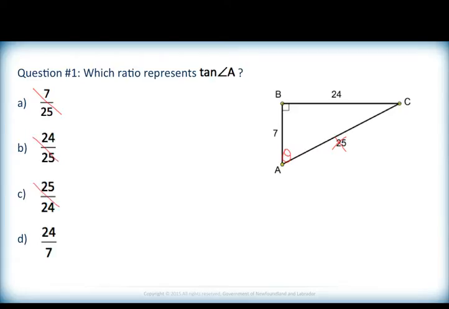So our appropriate answer here, of course, will be D, but why is it D? Opposite over adjacent. So tan A equals 24, which is our opposite side, divided by our adjacent. So our answer here will be D.